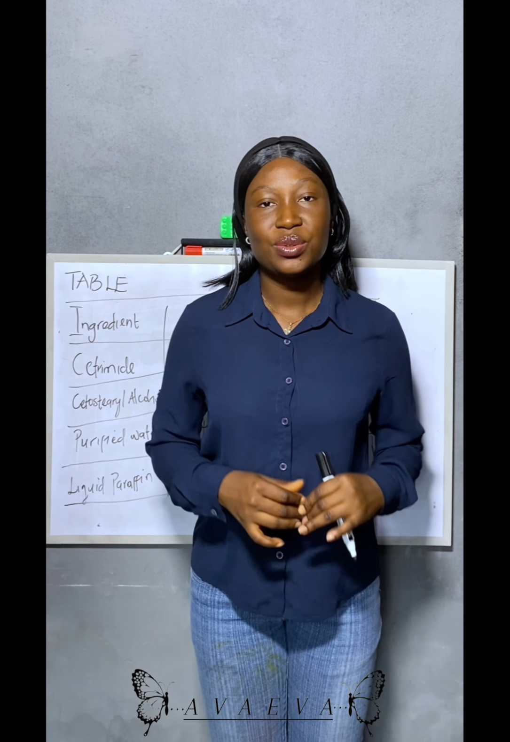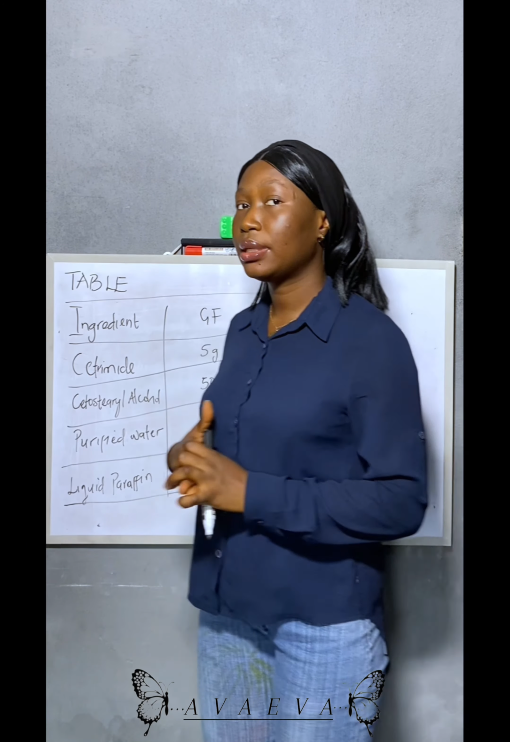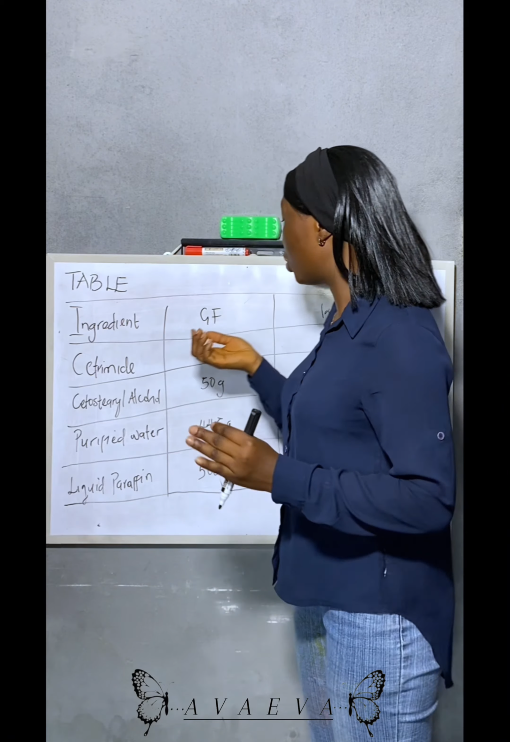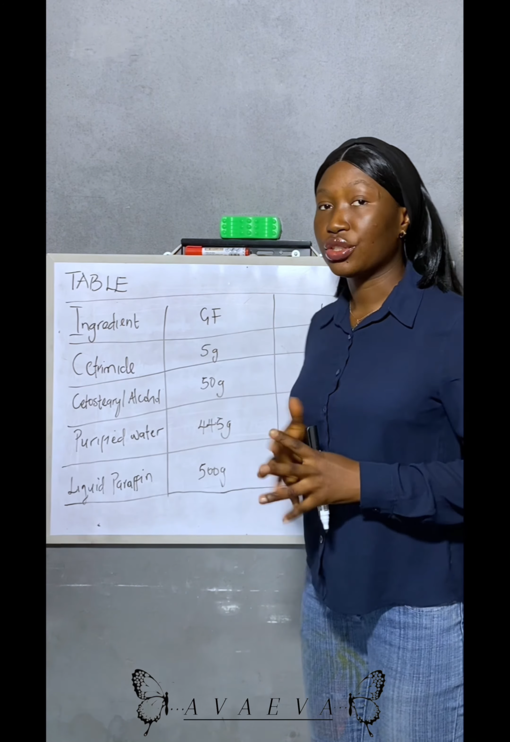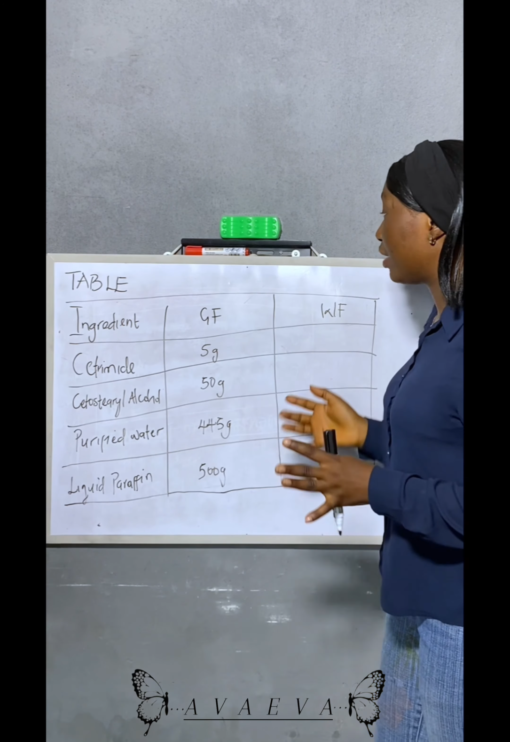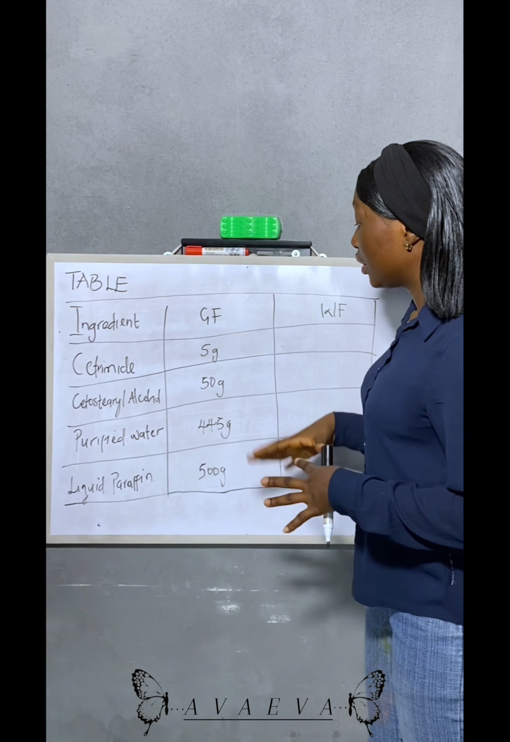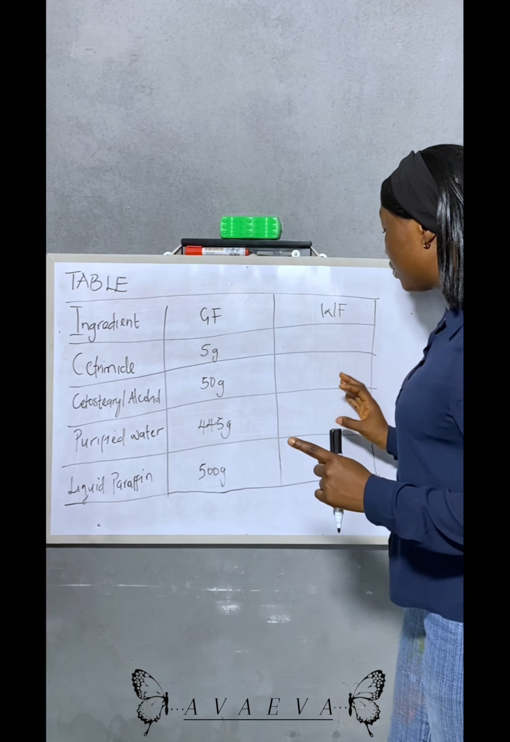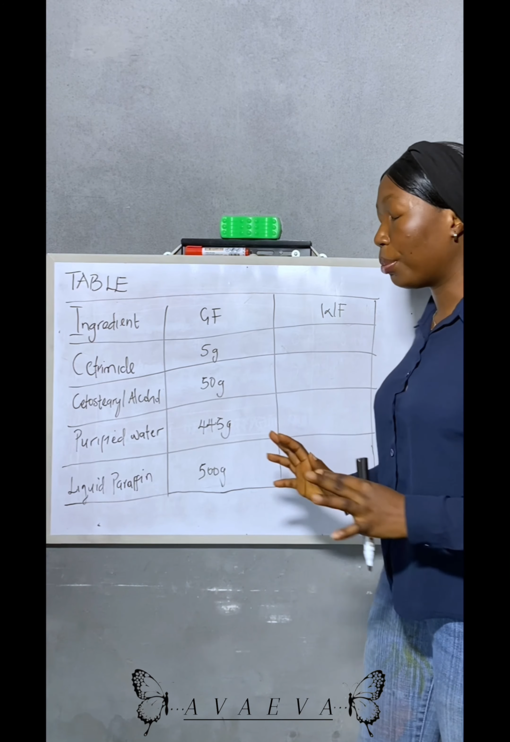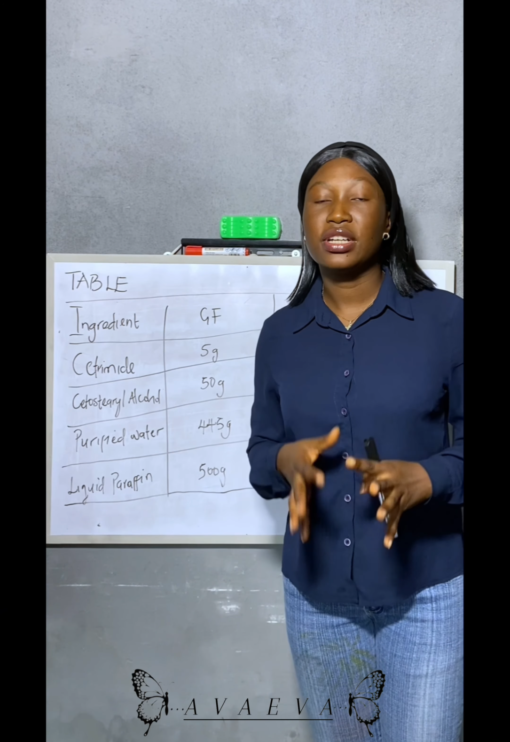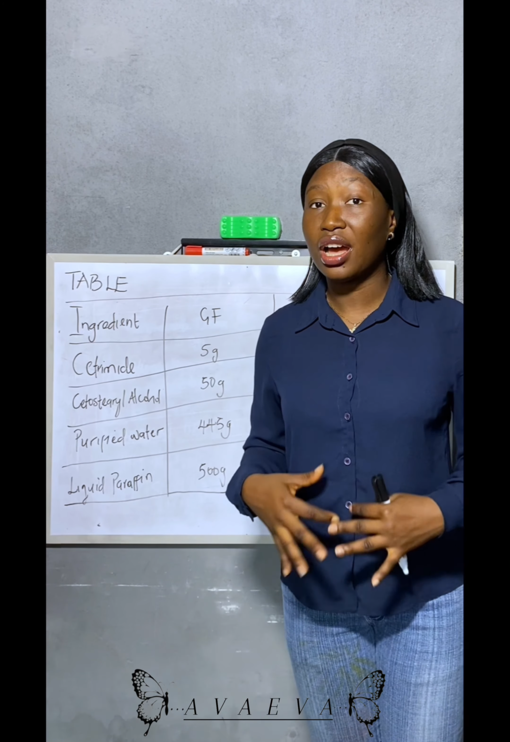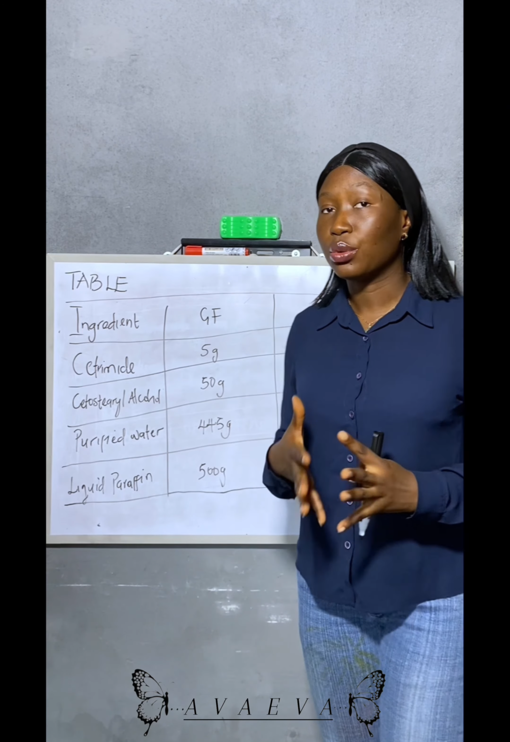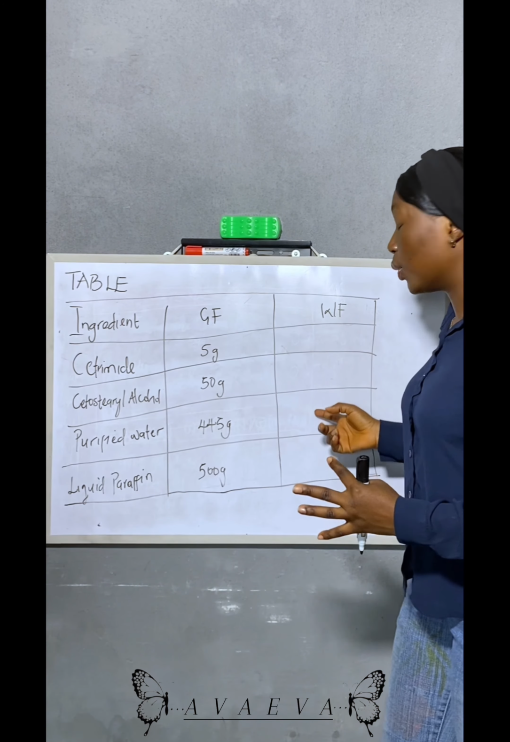So the next thing you have is your table. Your table is made up of 3 columns. You have your ingredients, your GF, which is short for given formula, and your WF, which is short for working formula. You represent your table this way. Mind you, for the working formula, you are going to fill it up after your calculation. There are values you obtain from your calculation, which are what you will be working with for the preparation. Those values are what you input in these boxes.